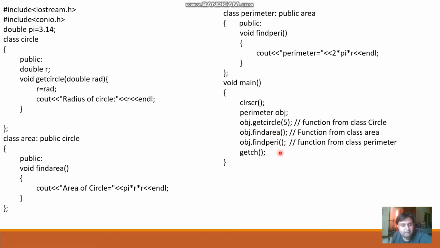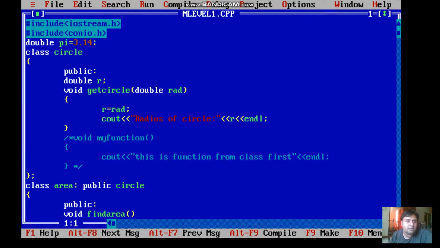In the main function you will find that we have created object of perimeter, obj, then we are calling this function void get circle and passing 5 as a parameter. So this value is going to be given to the radius r, and then we call function find area and find perimeter. It will give you output like area of circle and perimeter of the circle for radius 5.